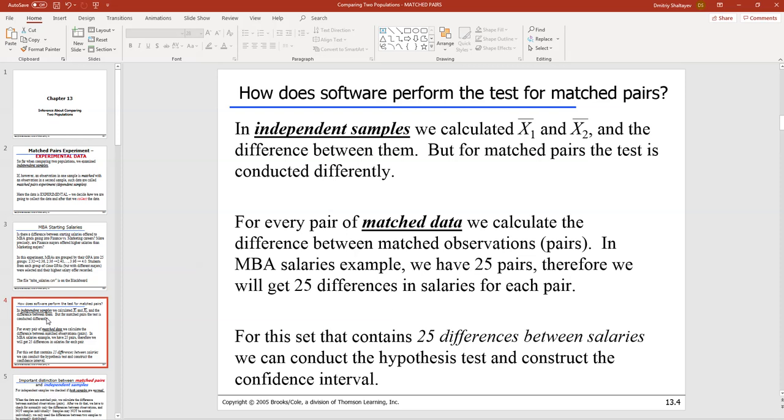So essentially, the matched pairs two population test is performed just like a single column one population t-test, right? And I'm going to show you in the middle of this lecture exactly what I mean by that. But the important thing to remember is that we have to calculate paired differences between the matching observations.